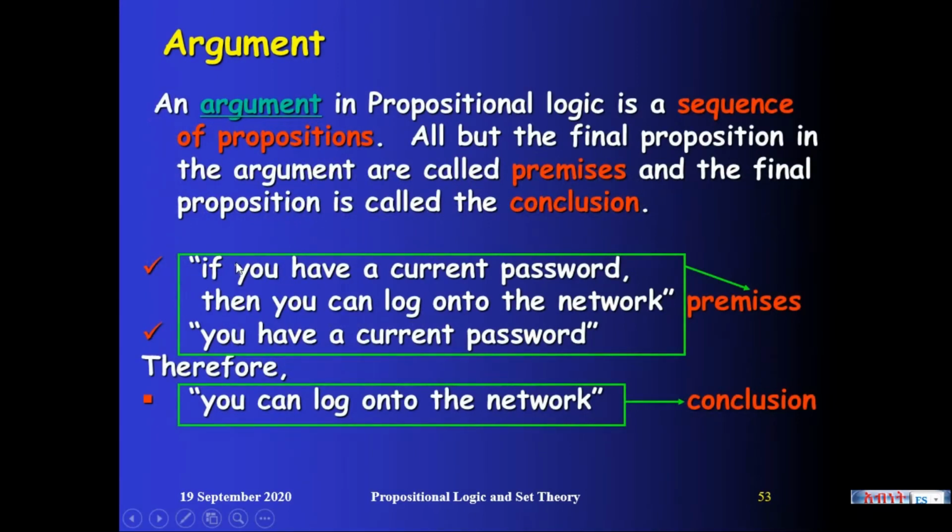So the second premise, or hypothesis, is: you have a current password. This is another premise, P2. Therefore, you can log on to the network. Now, this is an argument form in words. So these are premises and this is the conclusion. By the way, we can identify the conclusion easily: the statement which comes after the word therefore, or so, is called the conclusion. And a statement which comes before therefore or so is a premise.